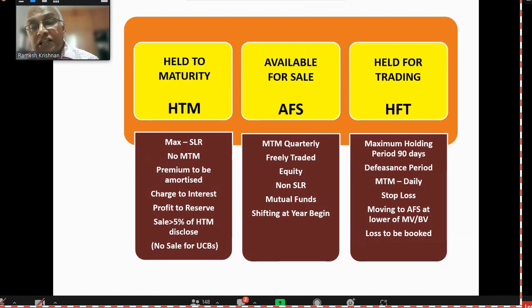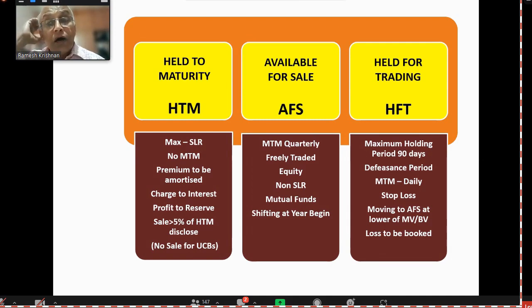So this is essentially the characteristic of HFT. And as per your bank's board policy, how much you can hold in HFT, that is the bank's decision. RBI does not come into the picture at all. Now AFS. So whatever is not there in HTM and whatever is not there in HFT will be in AFS.